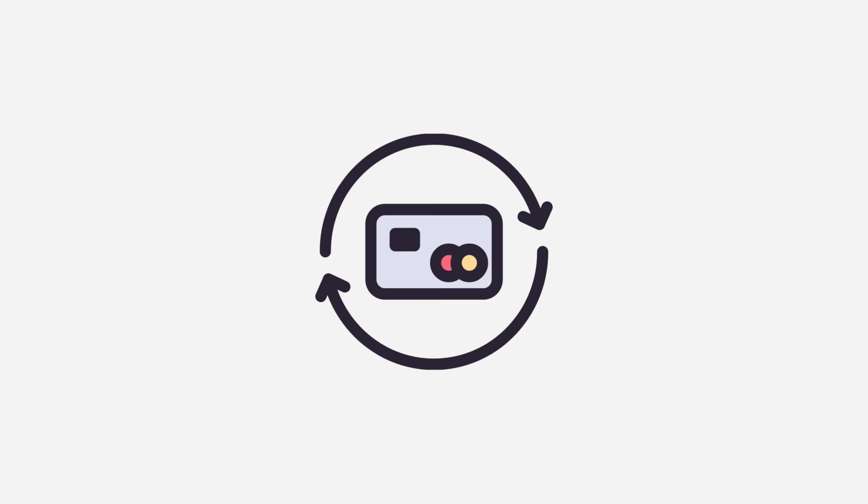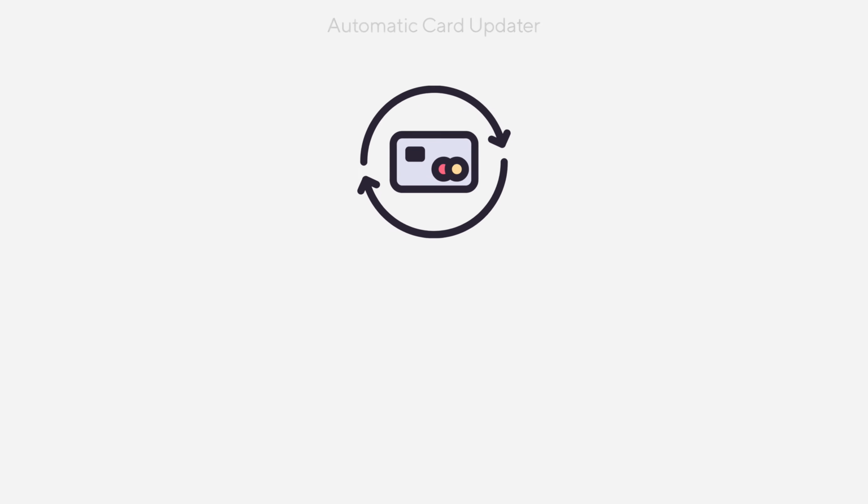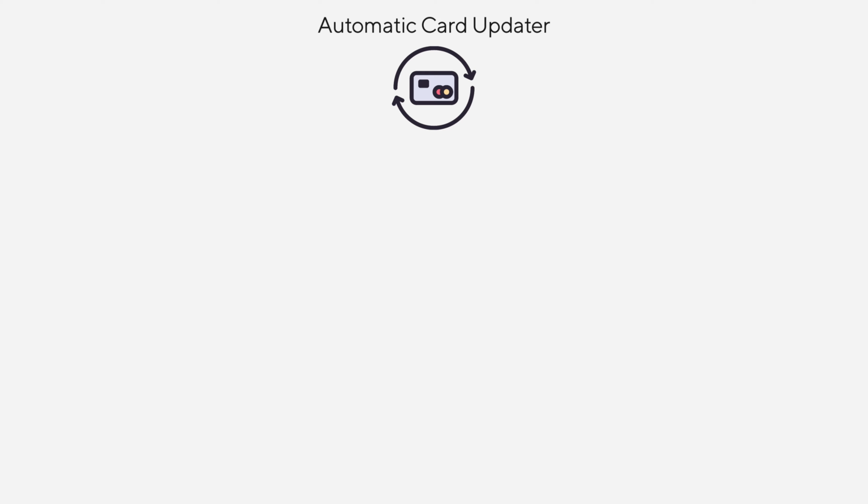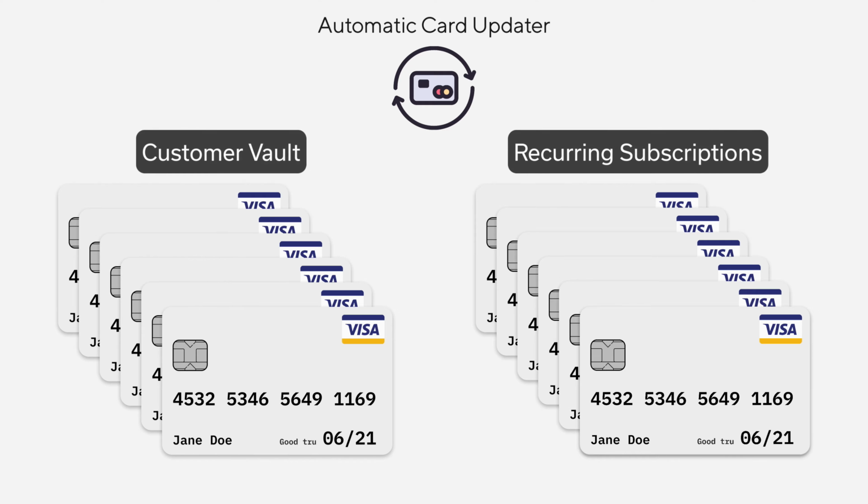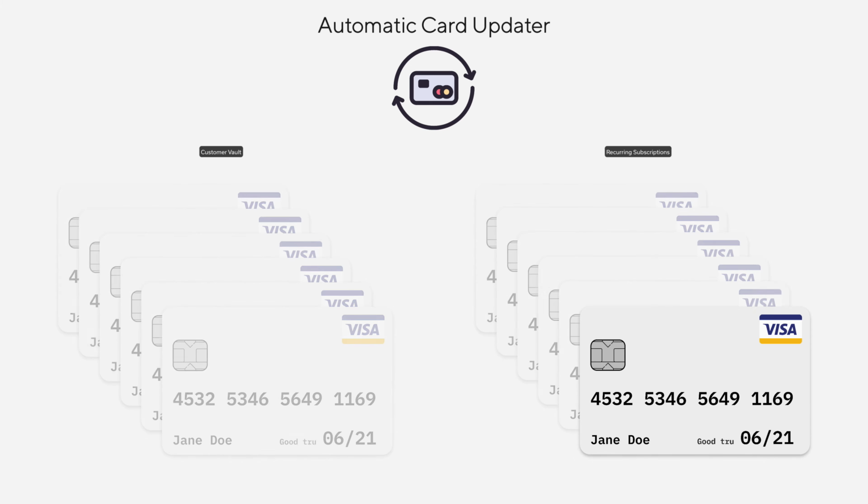Automatic Card Updater is an account updater service with a twist. The general idea of this is that your merchant has customers stored in their gateway account, and they want to make sure that those cards stay up to date so that any recurring billing or subsequent transactions they run on their customers approve or have the highest chance of approving.